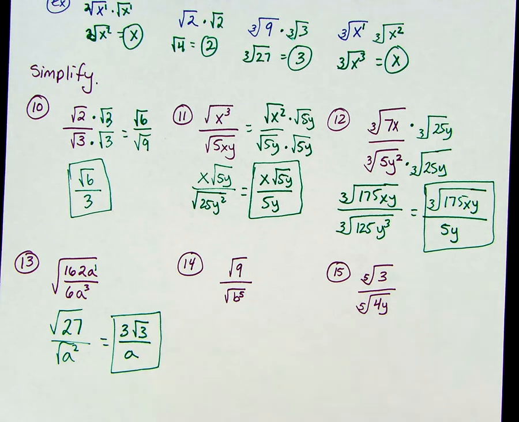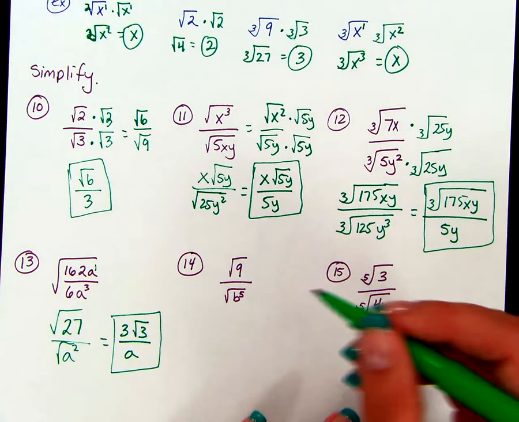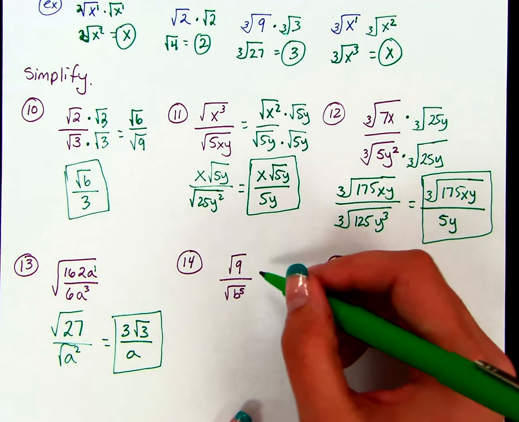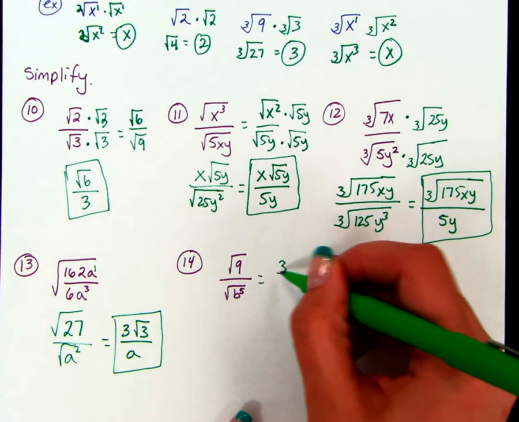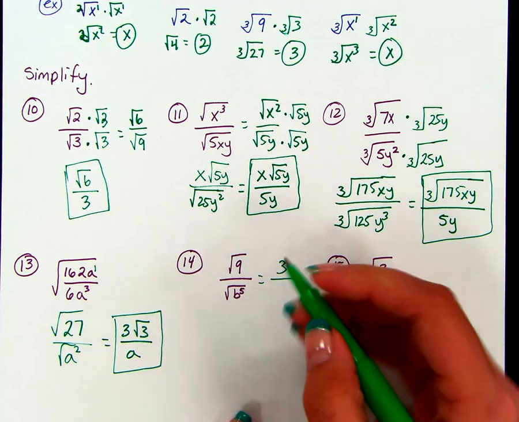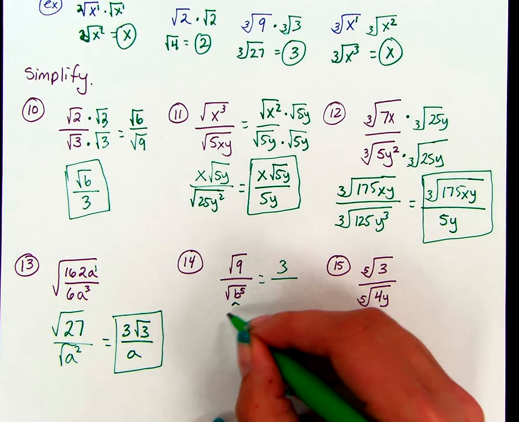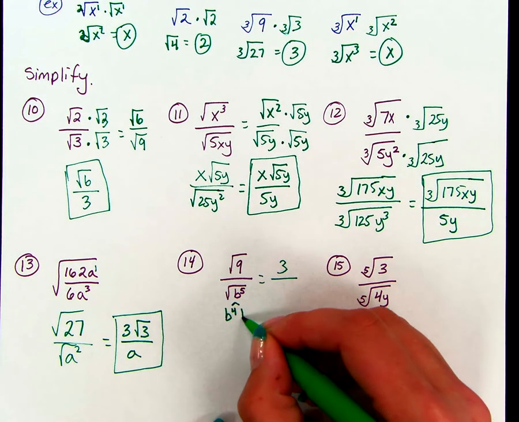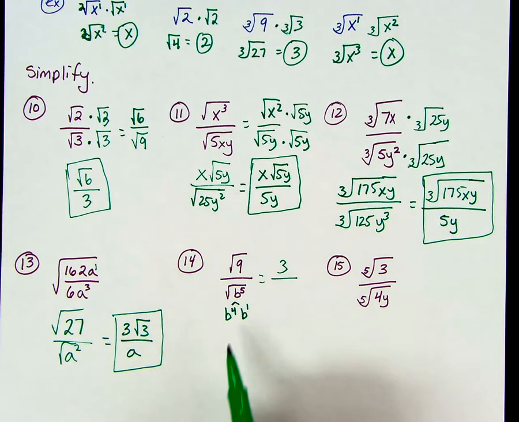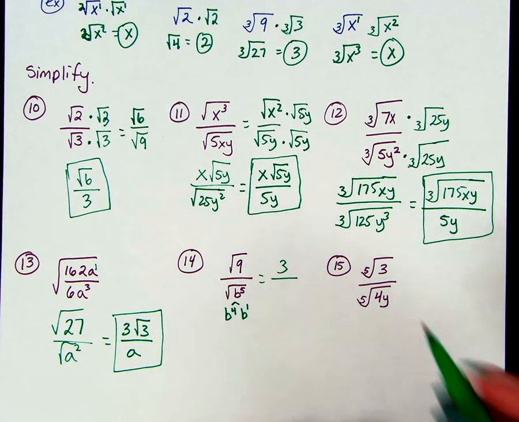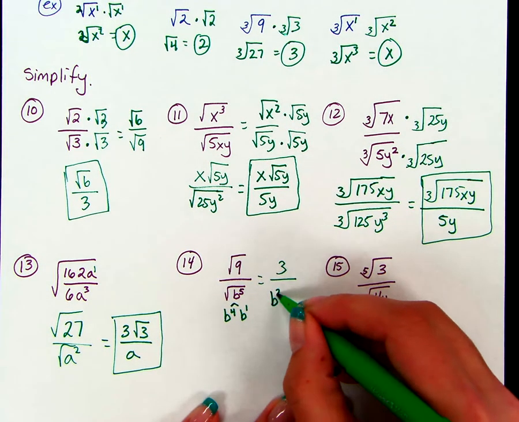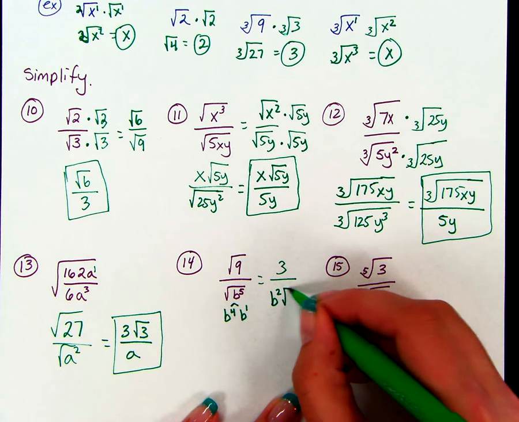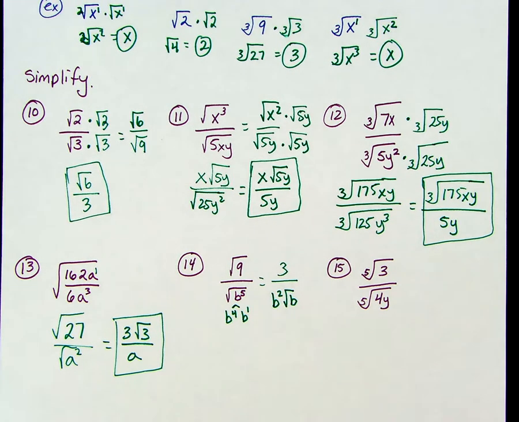All right, next problem. So again, looking at this, it looks like we are able to simplify. So the square root of 9 is 3. And then for b to the 5th, we can split this as b to the 4th and then b to the 1st. So now the square root of b to the 4th will be b squared. And then b to the 1st is going to stay on the inside of the radical. Now we still have a radical in the denominator, so we are going to have to rationalize.